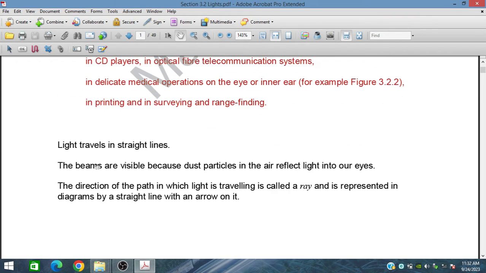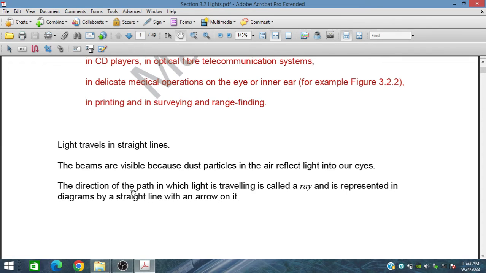Light always travels in a straight line. The beams are visible because dust particles in the air reflect light into our eyes. So we see the dust particles that become visible due to the reflection of the light, through our eyes.